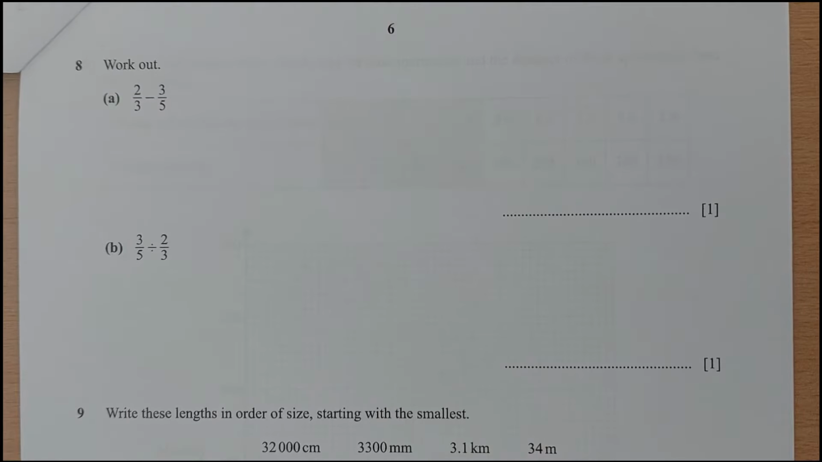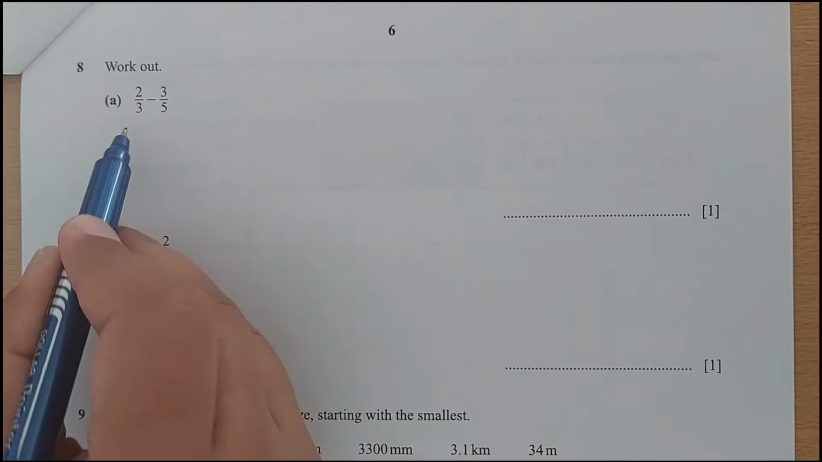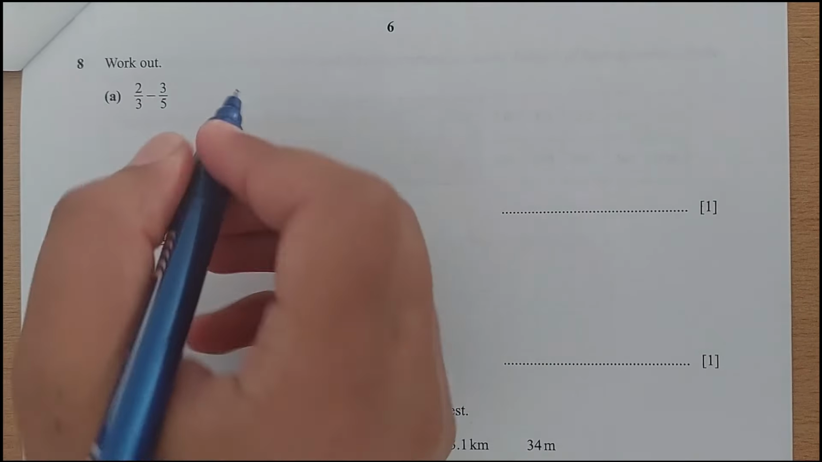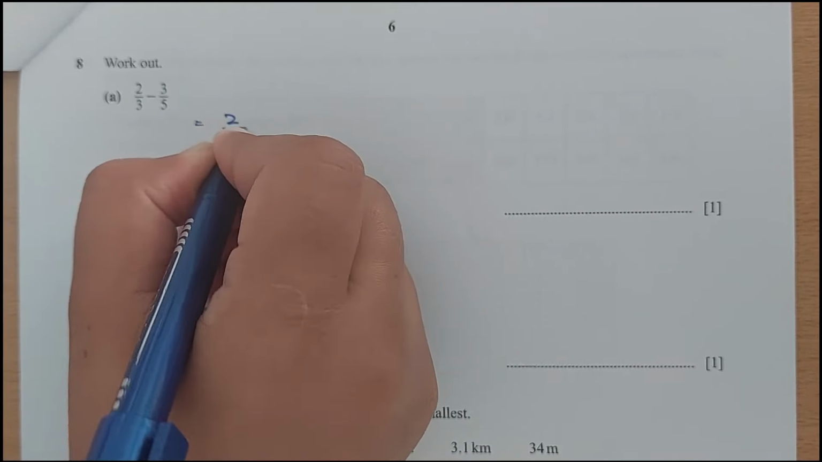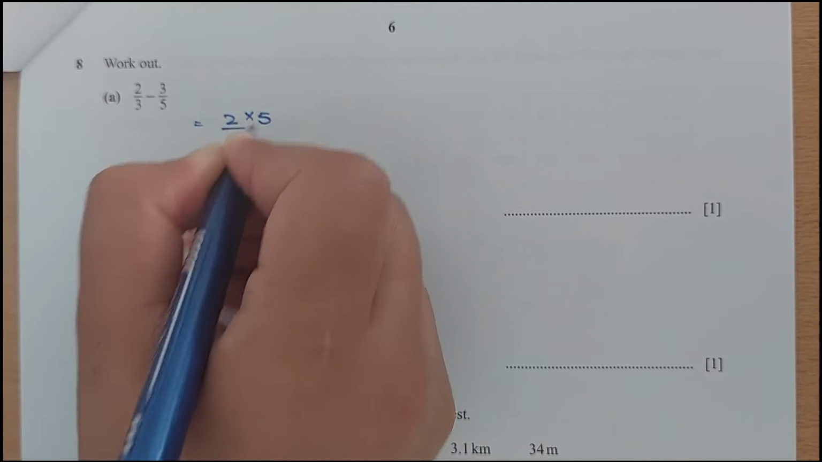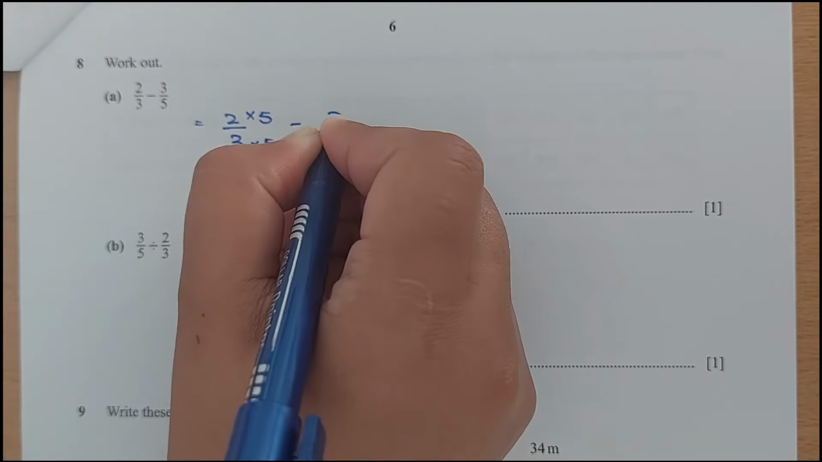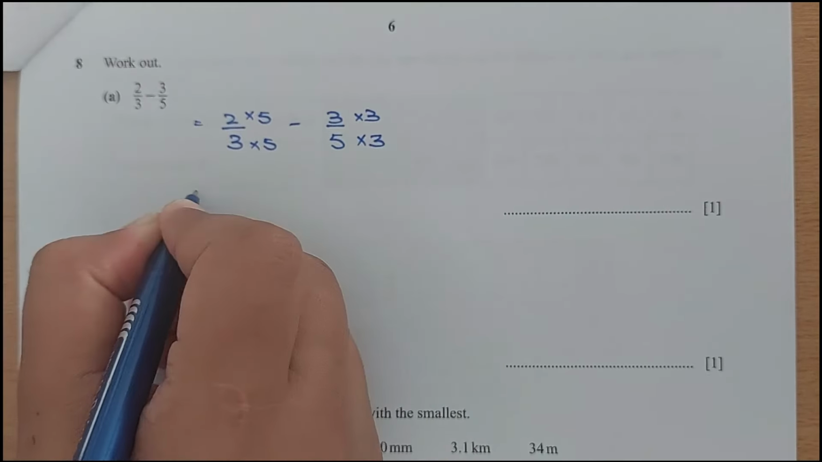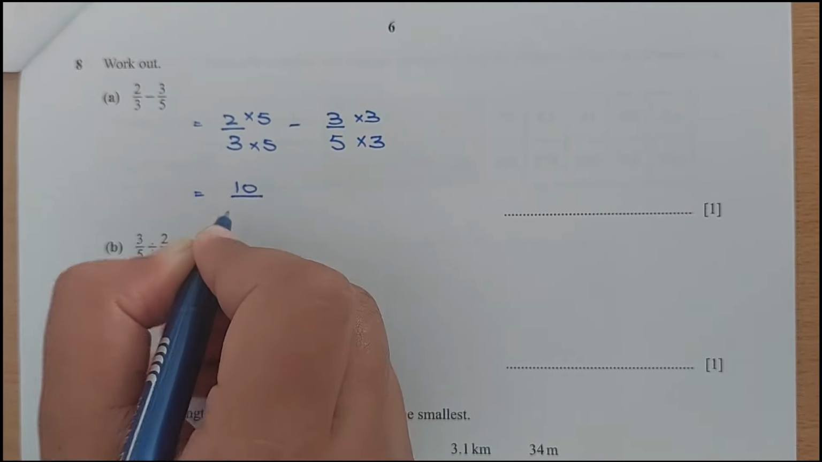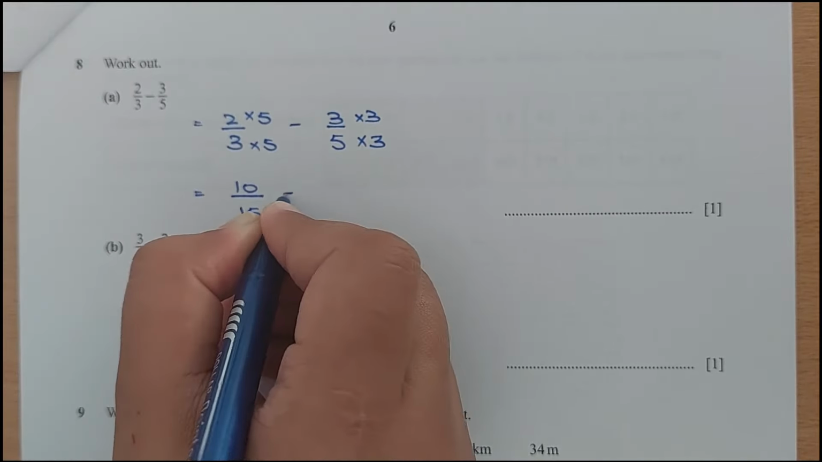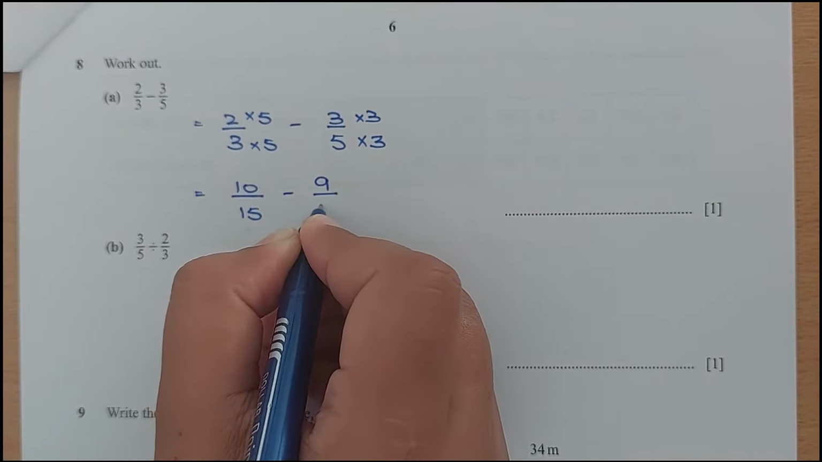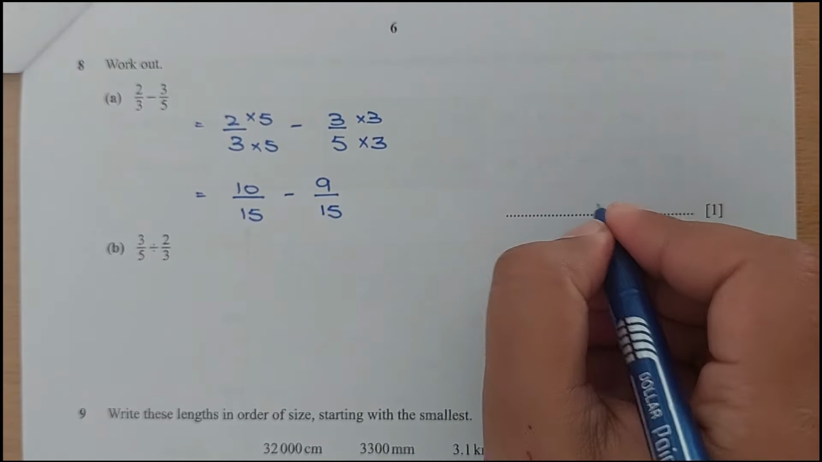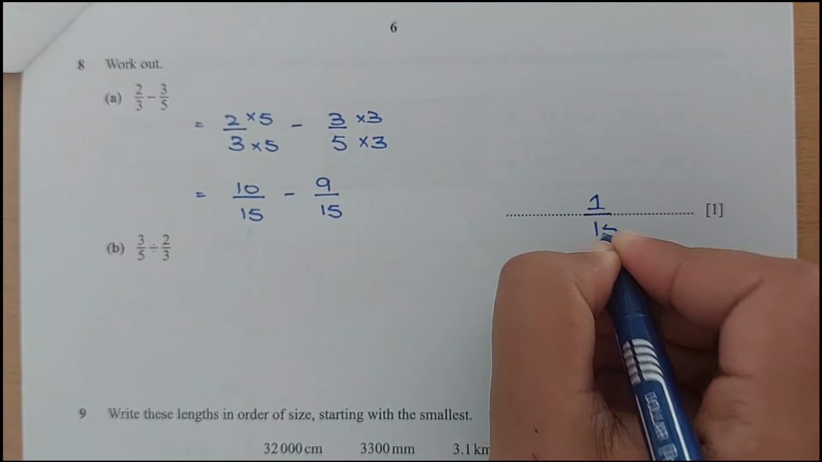Question number 8, in A part, we have our fractions and we need to subtract. So first we need to make the denominators the same. The denominators are 3 and 5. So we can do 2 by 3 multiplied by 5, minus 3 by 5 multiplied by 3. To make the denominators the same, 2 times 5 is 10 over 3 times 5 is 15, minus 3 times 3 is 9 over 5 times 3 is 15. So now the denominator is the same, just subtract the numerators. 10 minus 9 is 1 out of 15.